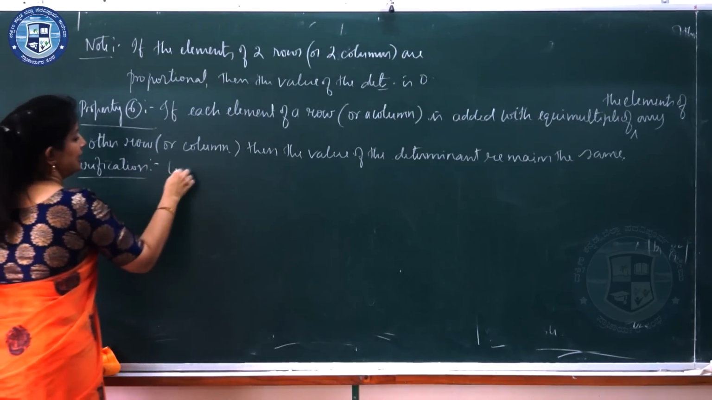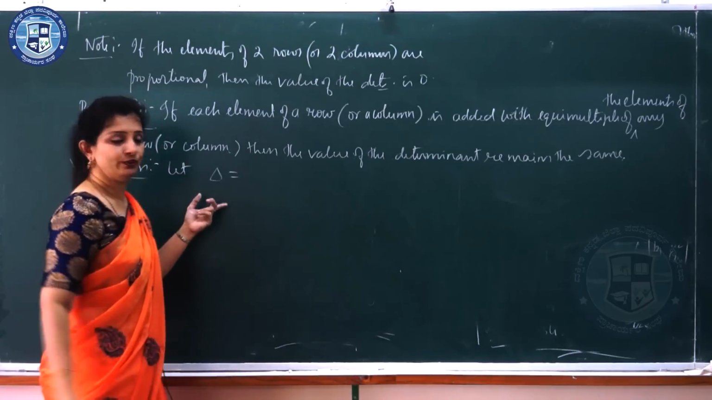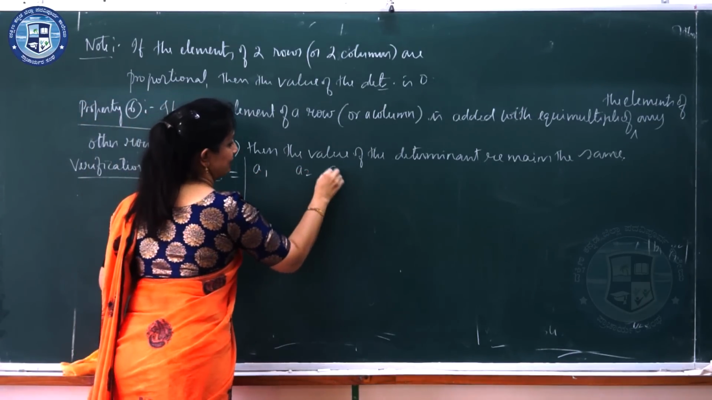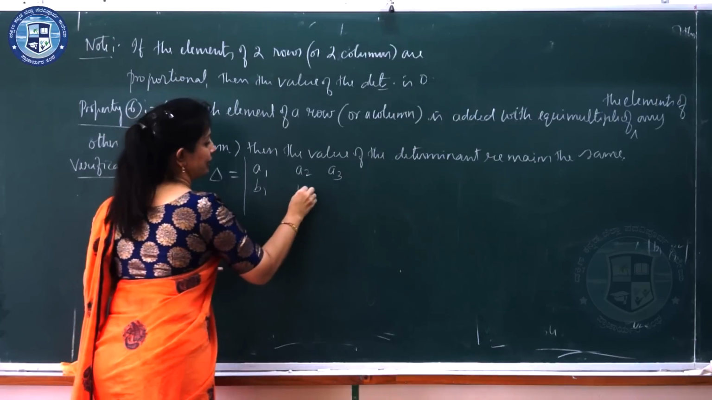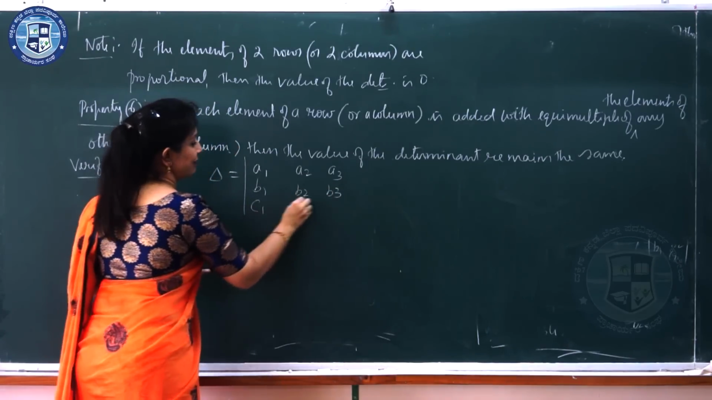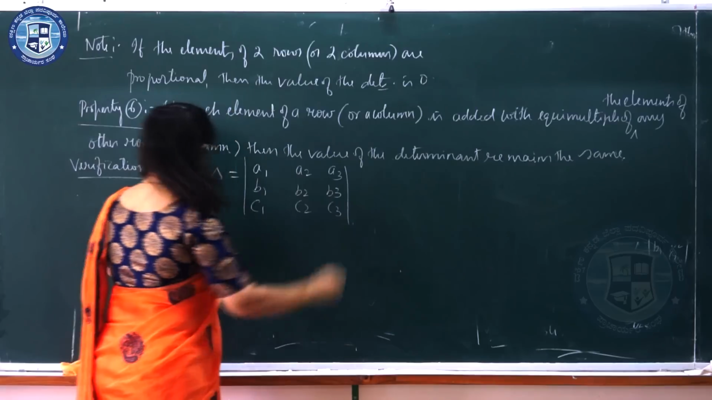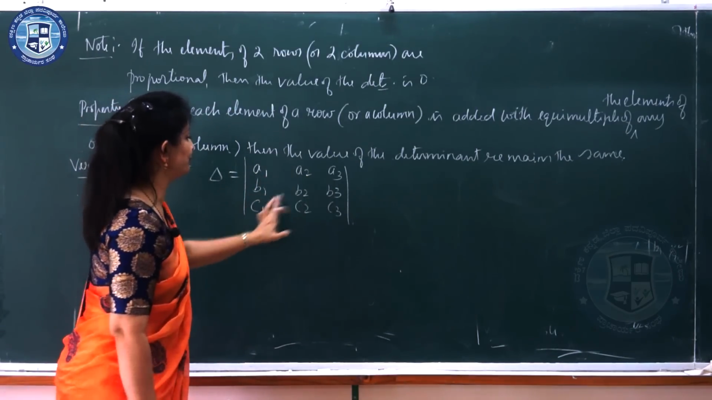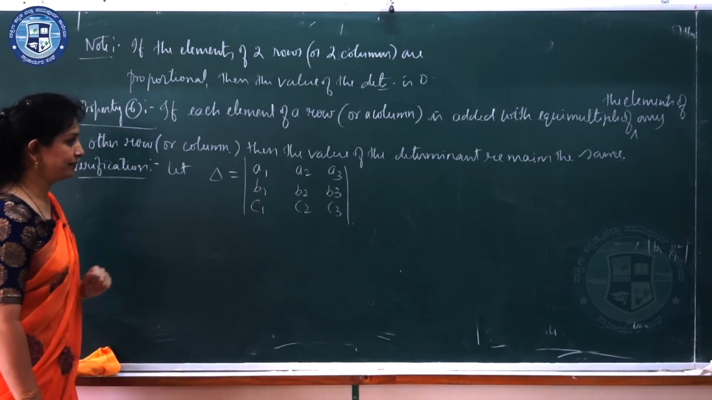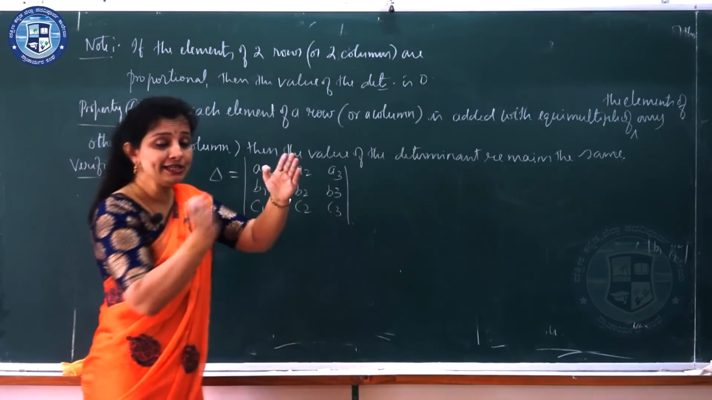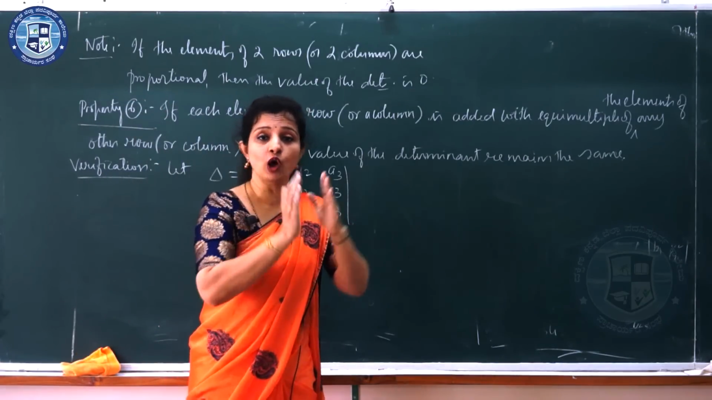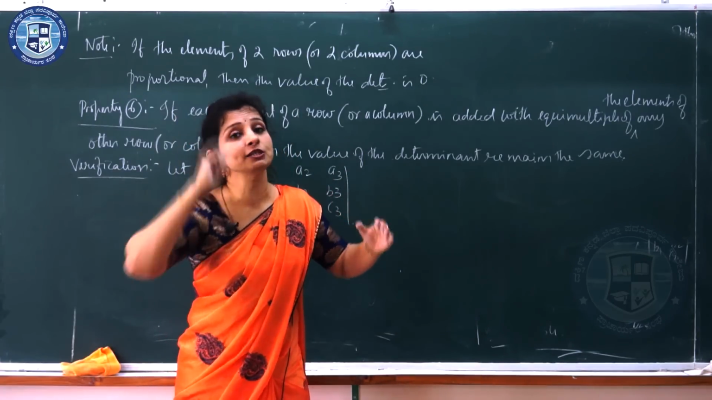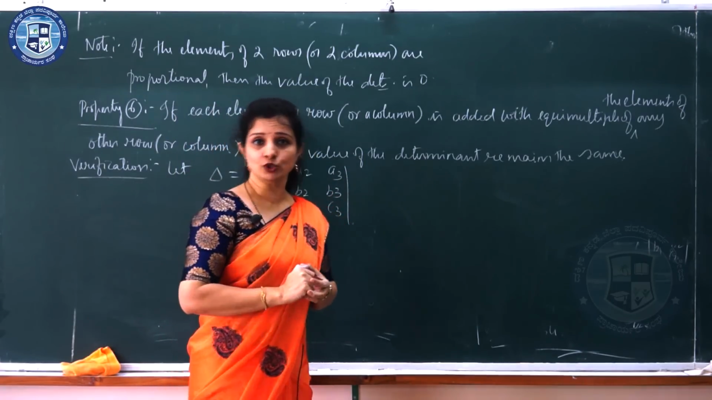Verification. Let delta be a determinant of order 3: A1, A2, A3, B1, B2, B3, C1, C2, C3. Now, what we have to do? Add two rows or two columns, but the second one you multiply by some constant. It is possible to multiply by some constant also.